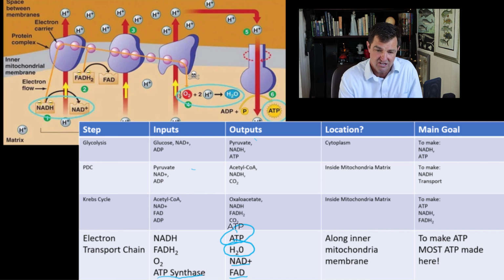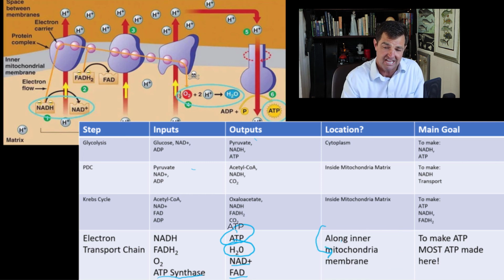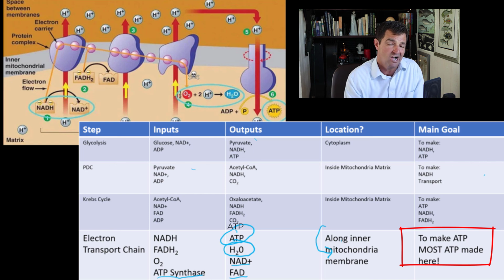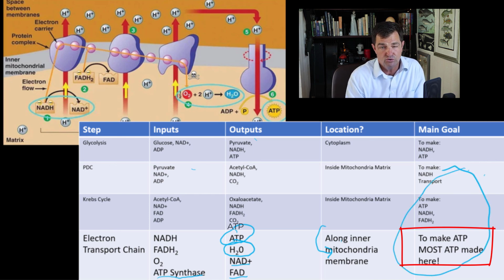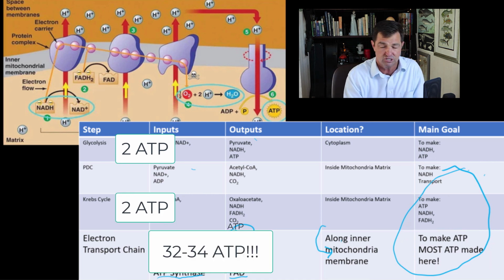And again, this is going to take place along the inner mitochondrial membrane. So there's two membranes, and it starts in the matrix and it takes place across that inner membrane. And what's important here is this is where we make most of our ATP. So in a typical molecule of glucose, we might get 2 ATP from glycolysis, and we might get 2 ATP from Krebs cycle, and we're going to get 32 to 34 or so ATP. It kind of depends. People argue about exactly where that's at. We get 32 to 34 ATP from the electron transport chain.